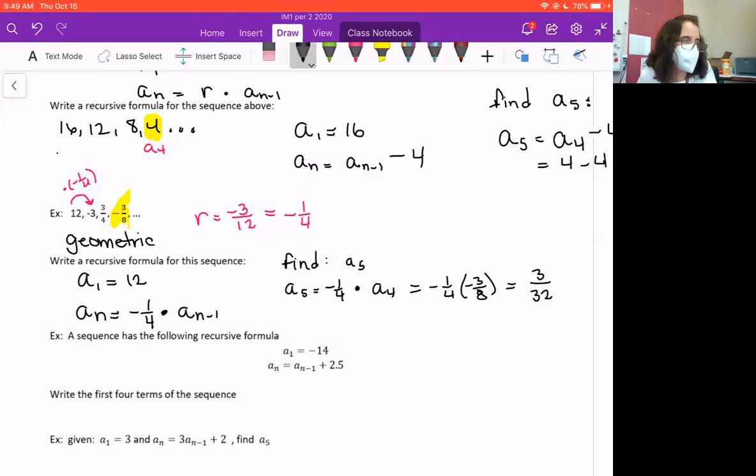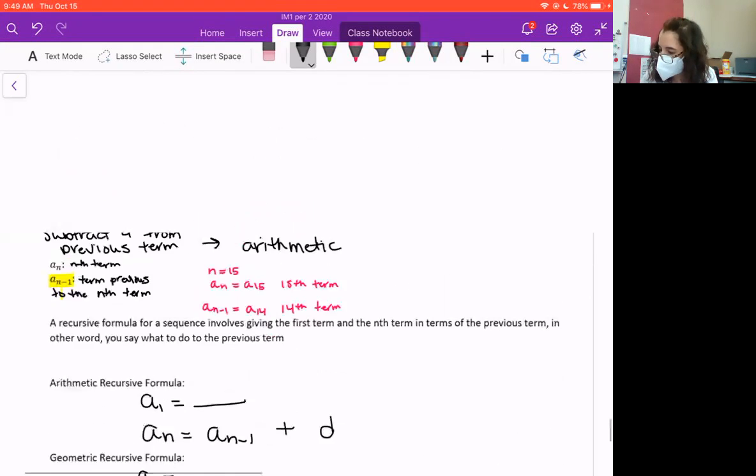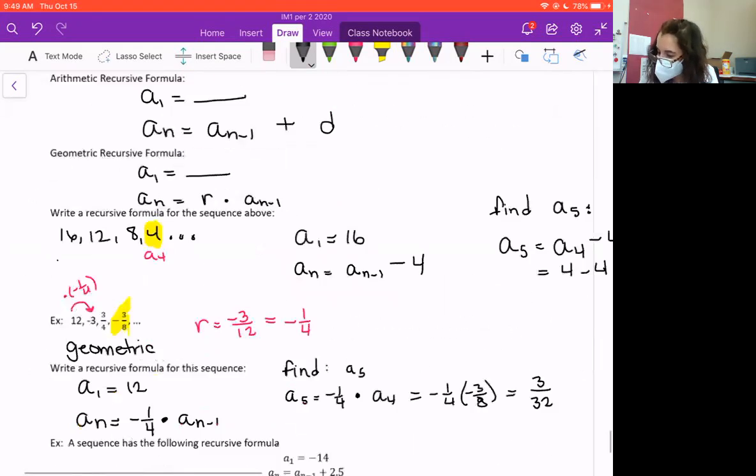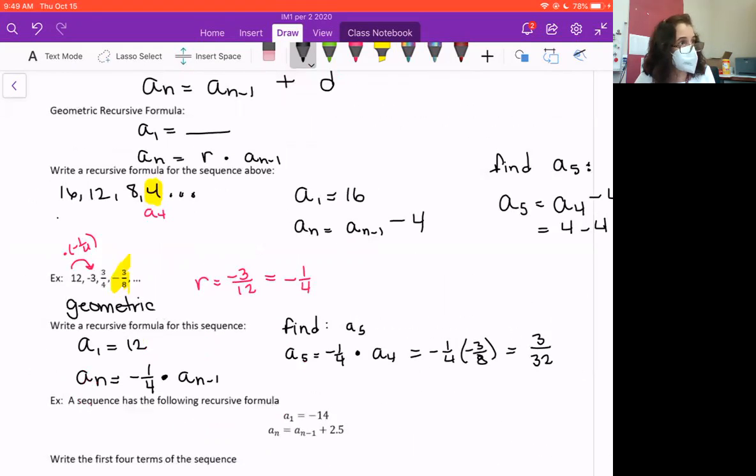So no, this is not a very practical way to find a specific term that's far away. Fifth term, fourth term, sure, not so bad. But 20th term, 100th term, no way would you want to use a recursive formula. It would be much easier to use an explicit formula. With an explicit formula, you just plug in your n here and you're done. Like if I wanted to find the 100th term of this, super easy. I just put 100 in there and I'm done. I would not want to use this recursive formula here, because I would have to do this recursive formula 100 times.